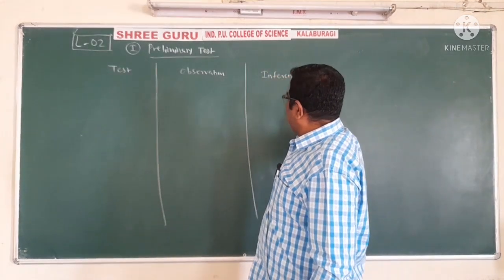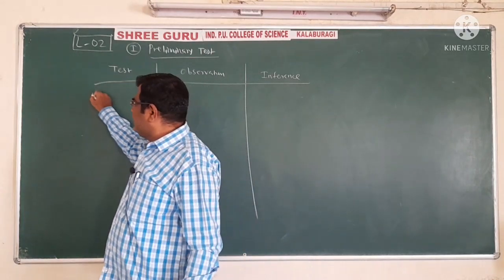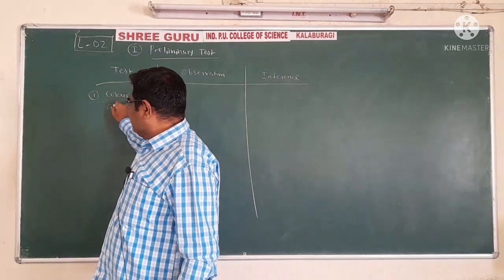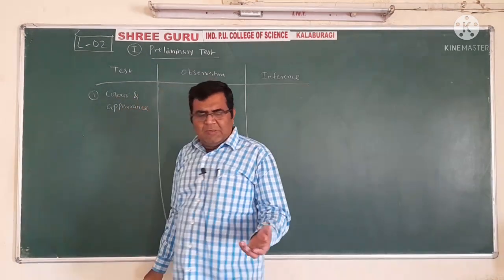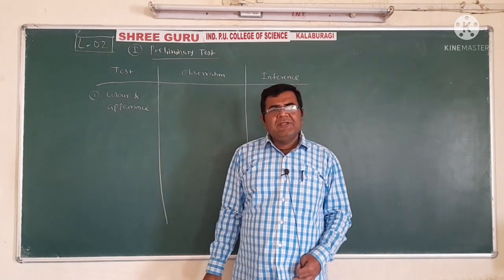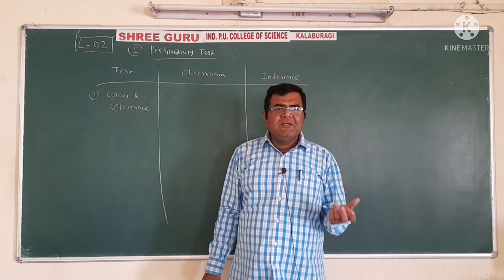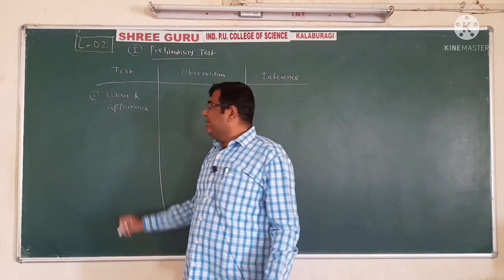Inference means what conclusions you will get from it. So first test in the preliminary test is color and appearance. We have to look into our salt very carefully. There are only 2 possibilities: either it is white color or it is pale pink color. Out of that there is no other possibility.